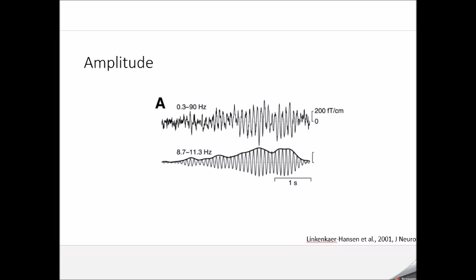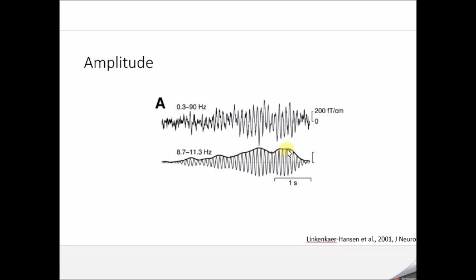So in the second part of the lecture, we'll talk about amplitude of oscillations. This is an example signal that I showed earlier, in which we have the raw trace on top and a bandpass filtered signal on the bottom in the alpha frequency range, so between 9 and 11 hertz. And you can see that this alpha oscillation is changing in amplitude over time, and that might be meaningful for the data that we're analyzing.